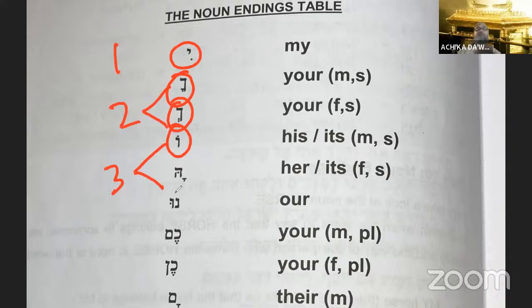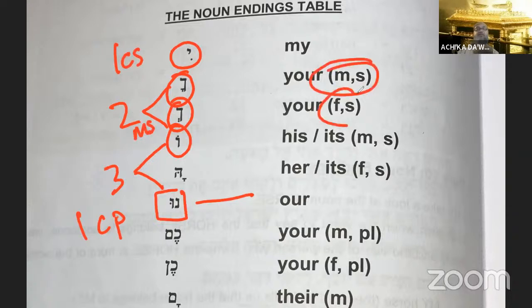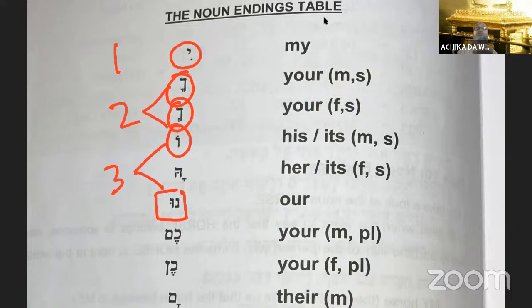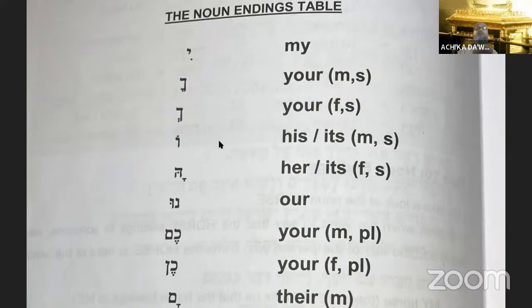Okay. Here is our, which is first person common plural. This is common singular. And this is second person masculine singular right here. So it's always going to be first person, second person, third person. Once you learn who the first, second, and third person are, when you see it, you will automatically know. That's where the practice comes in.